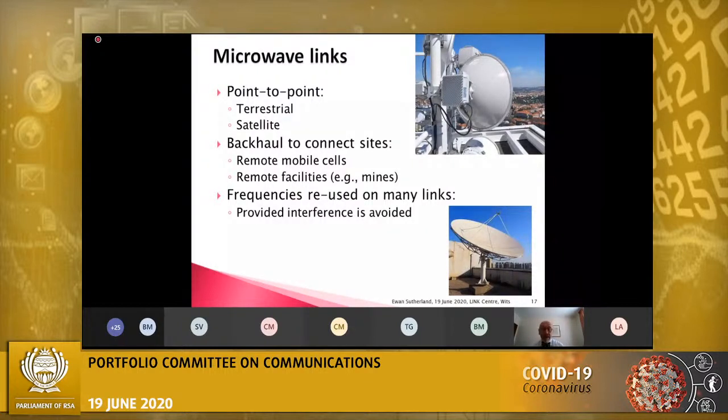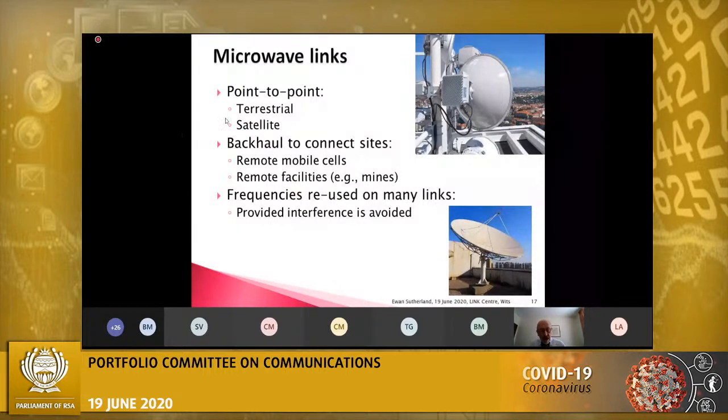Particularly important in more rural areas. If you're running, I don't know, a game park or a mine in a remote location, then you're probably going to be on the end of a satellite connection. So that goes up into geostationary satellite and back down again. Important for backhaul to mobile phone sites and other remote facilities.